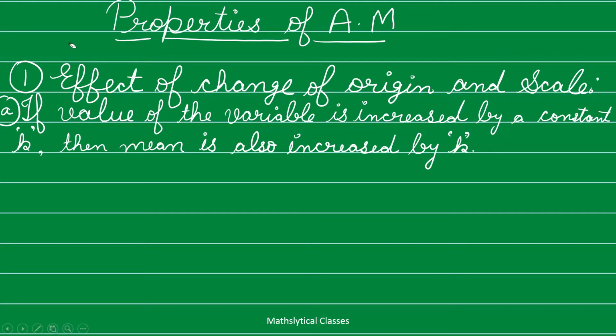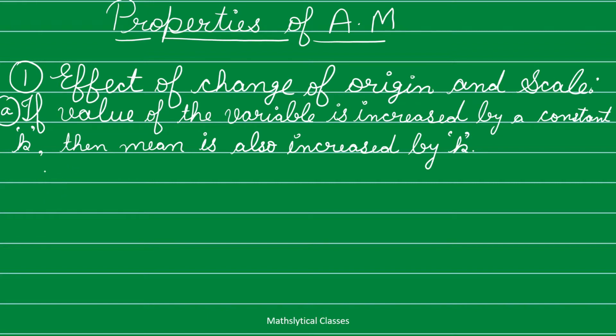This video is in continuation to my previous video on arithmetic mean. In this video, we will discuss some properties of arithmetic mean. So the first property is effect of change of origin and scale. If the value of the variable is increased by a constant k, then the mean is also increased by the same constant k. That means we are changing the origin.